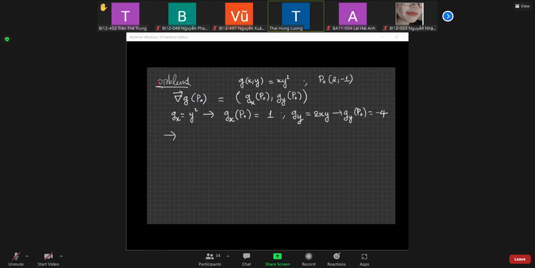So the gradient vector. Okay, so thank you for your answer. The gradient vector is (1, -4). You see, it's very easy, right? Thank you for your answer.